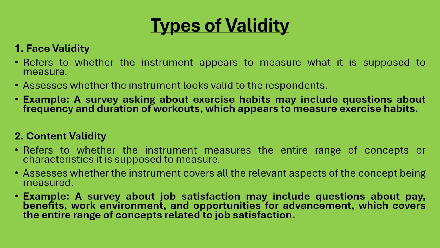The second type of validity is content validity, and it refers to whether the instrument measures the entire range of a concept or characteristic it is supposed to measure, and it is used to assess whether the instrument covers all the relevant aspects of the concept being measured. An example can be a survey about job satisfaction that may include questions about pay, benefits, work environment, and opportunities for advancement, which covers the entire range of concepts related to job satisfaction.